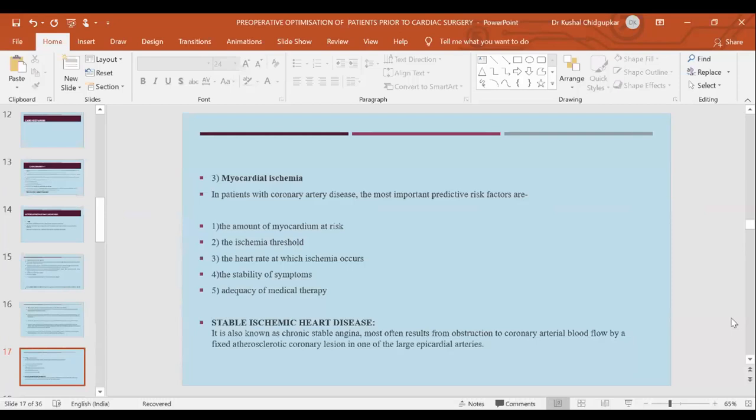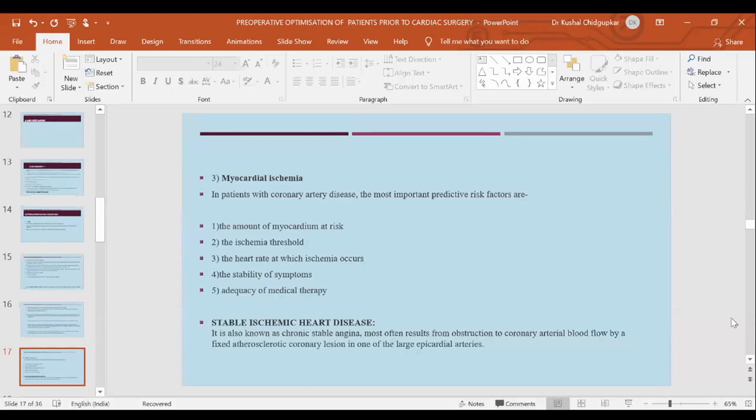The second is the ischemic threshold, as we discussed, sir: the heart rate or the rate pressure product, that is the systolic BP multiplied by the heart rate. The stability of symptoms indicates that if there is a worsening, there could be an embolization or rupture of a plaque. That could indicate that the patient could worsen if there is hemodynamic instability intraoperatively. And last is the adequacy of medical therapy: whatever antiplatelet or anti-ischemic therapy we are giving, is the patient responding well to that therapy or not?